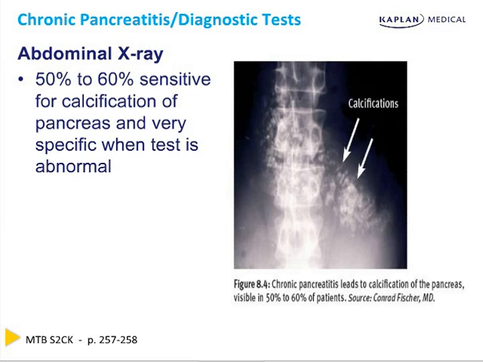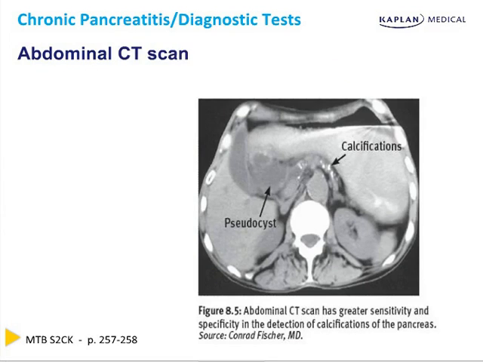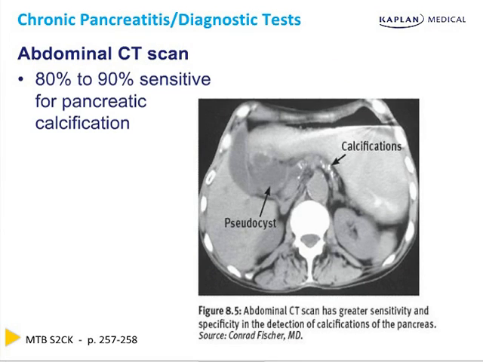An abdominal CT scan is actually 80 to 90% sensitive for pancreatic calcification. Therefore, it is a much better test than the abdominal X-ray. You can see here on the right an image of a patient's pancreas with calcifications riddled throughout it.